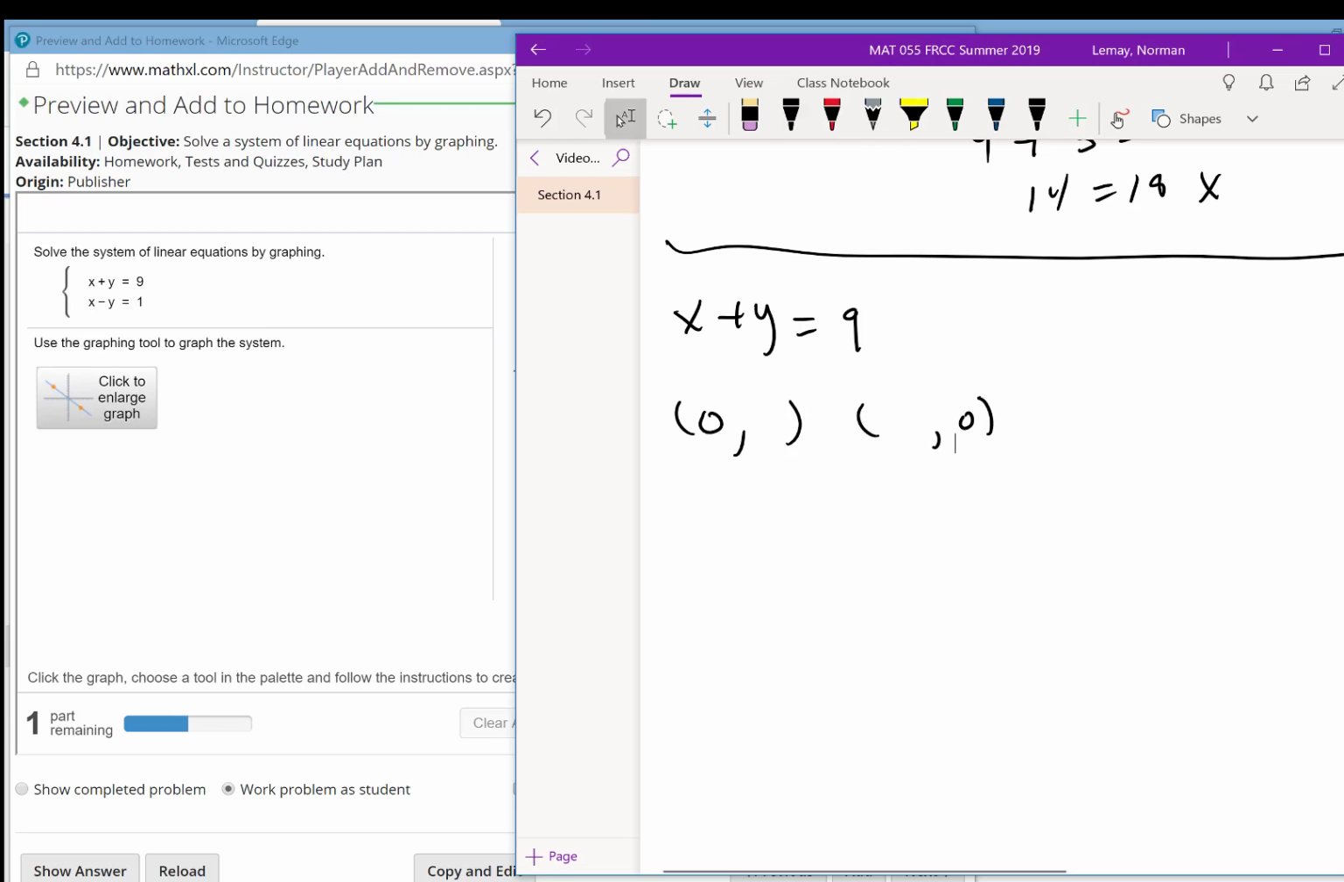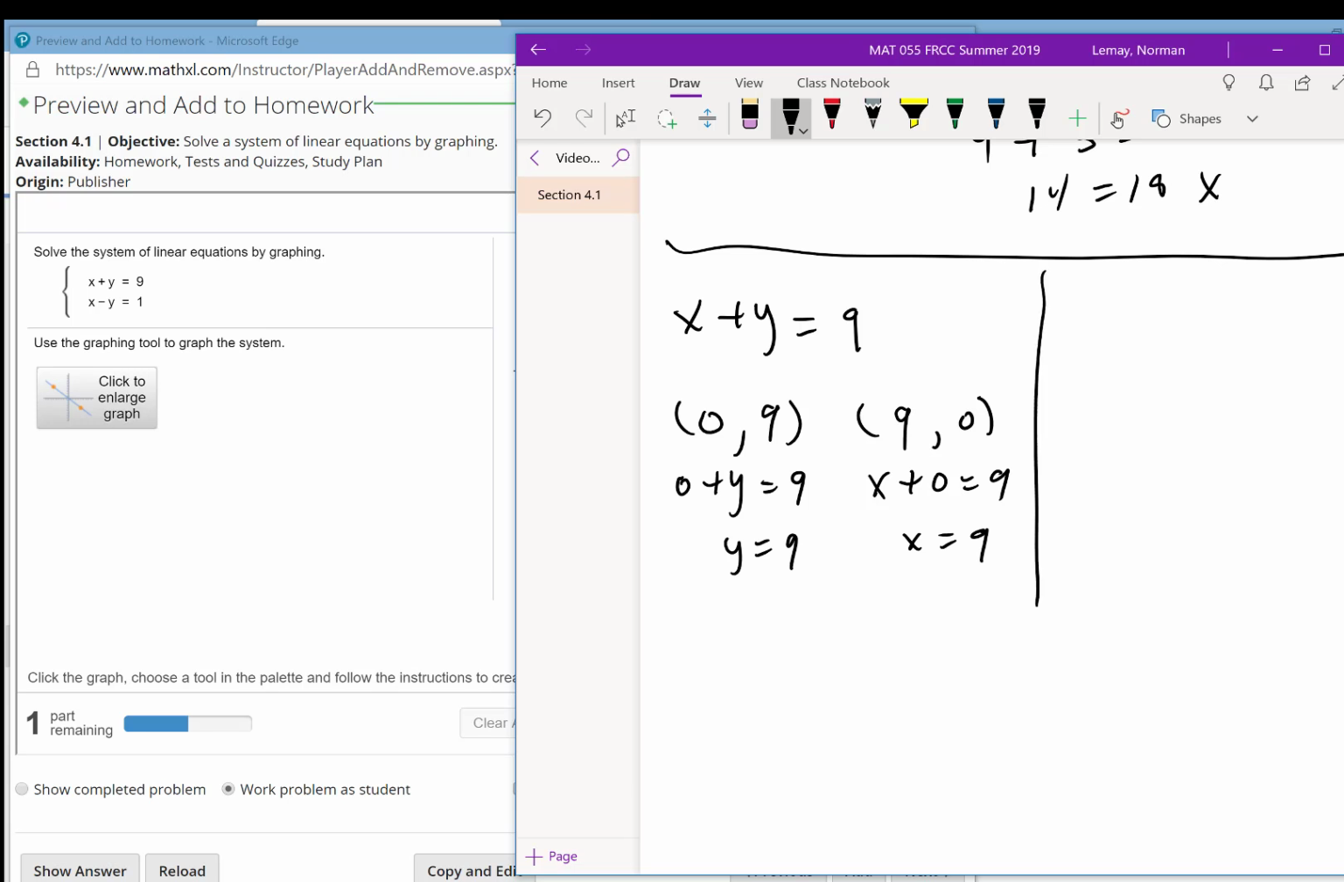So notice that when I set x equal to 0, I substitute here, so we get 0 plus y equals 9, which means that y equals 9. So notice I can plug that into there. And now when I substitute 0 in for y, I get x plus 0 is 9. So x equals 9. So here I get 9. So for my first equation, we have the points (0, 9) and (9, 0).